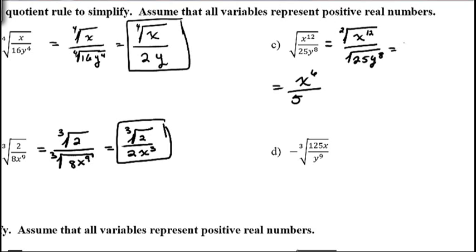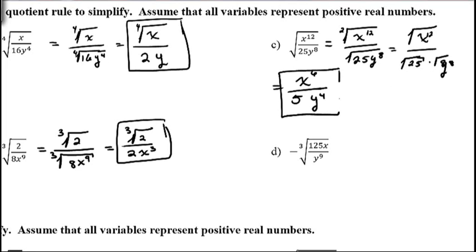And you could rewrite that also if you want to, but you don't necessarily have to, as the square root of 25 times the square root of y to the 8th. And so you don't have to do this part, but you can, if you want to, use the product rule. And when you take the square root of y to the 8th, that would be y to the 4th. 8 divided by 2 is 4.